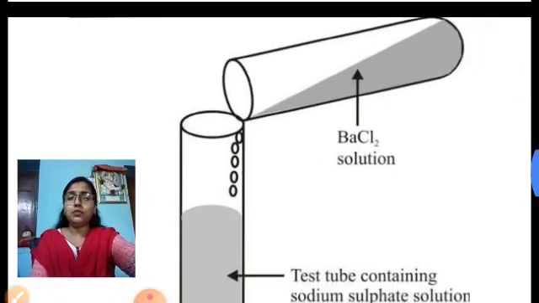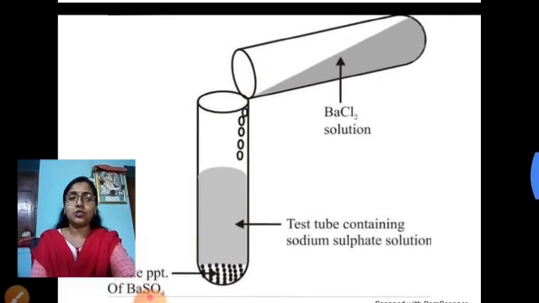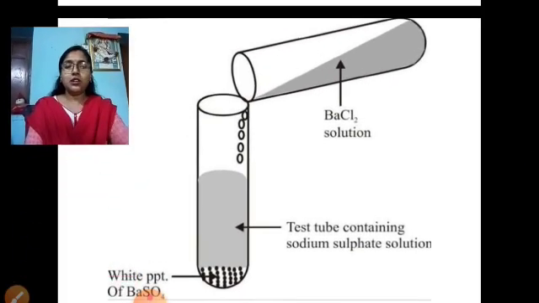Now there are two types of double displacement reaction. The first is the precipitation reaction. I think you all have learned about the precipitate. What is a precipitate? A solid form. A precipitate means a solid, insoluble product formed when two compounds in aqueous solution mix and a new product is formed. That is called the insoluble product in solid state, and that is called a precipitate.